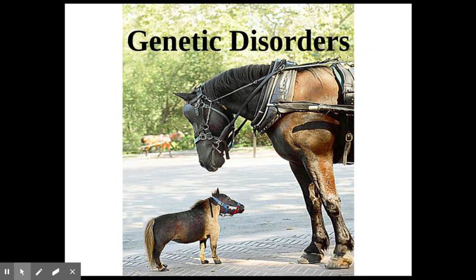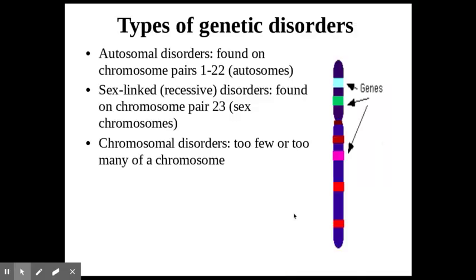Hey guys, today we're going to talk about some genetic disorders and look at some differences between the different disorders. So, you have what's called autosomal disorders. These are found on the chromosome pairs 1 through 22, and those are called autosomes. They are basically the body type cells, the somatic cells. These are where you're finding your autosomal disorders.